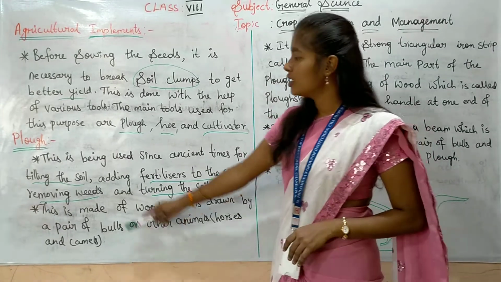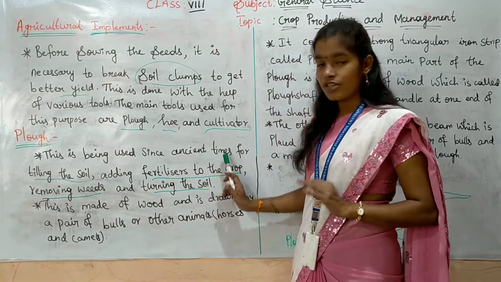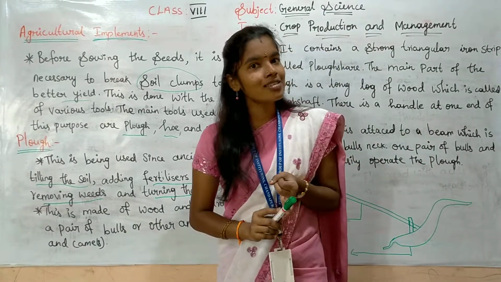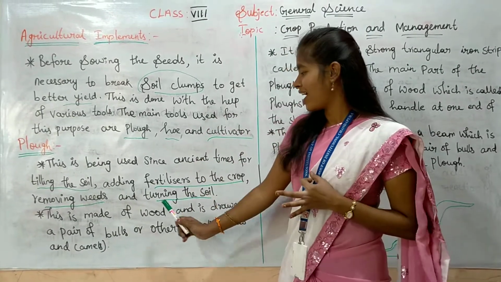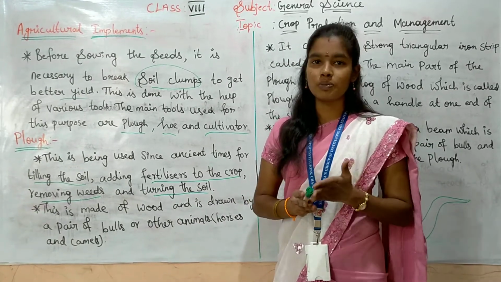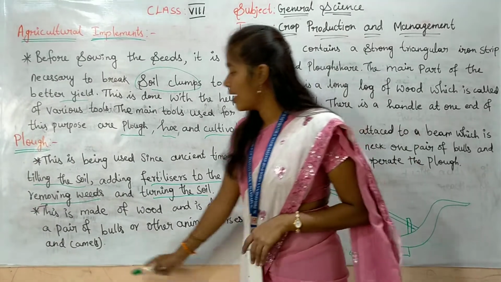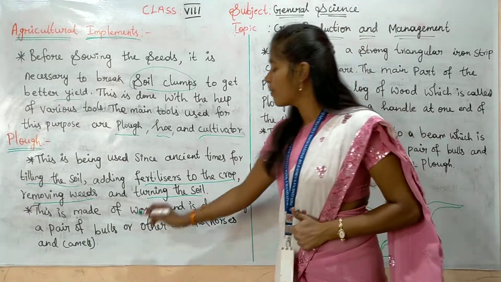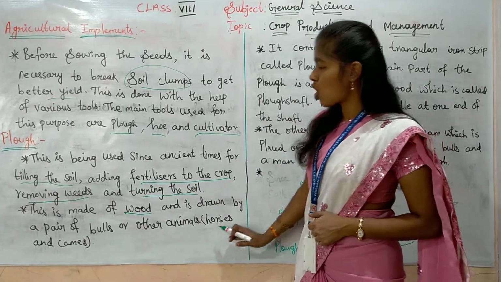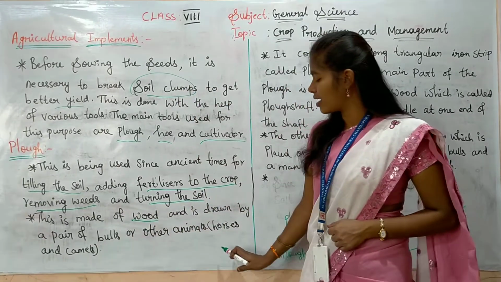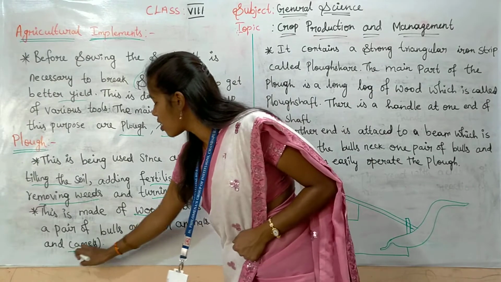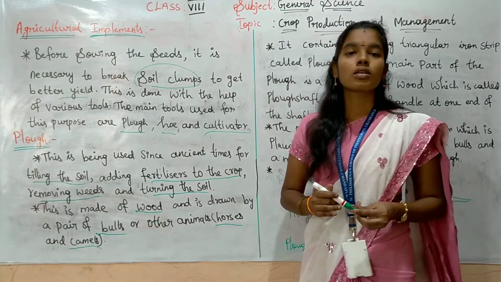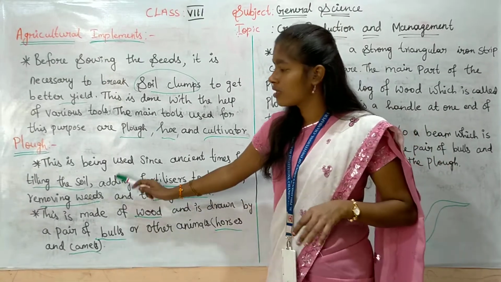This has been used since ancient times. For tilling the soil, adding fertilizers, removing weeds and turning the soil, for these purposes we are using the plow tool. And it is made up of wood. It is drawn by a pair of bulls or other animals like horses or camels.